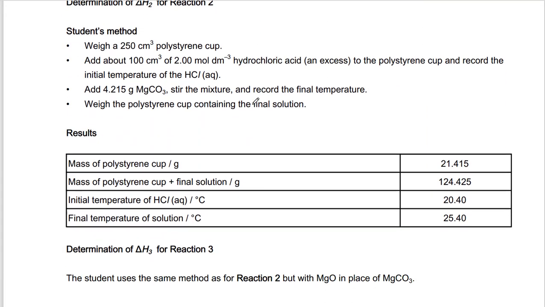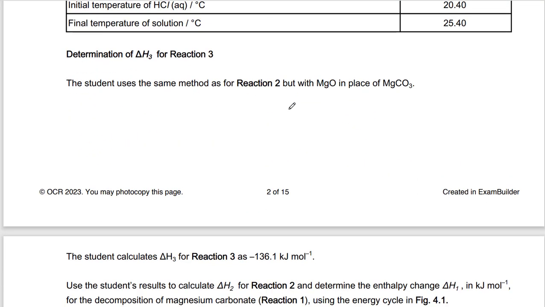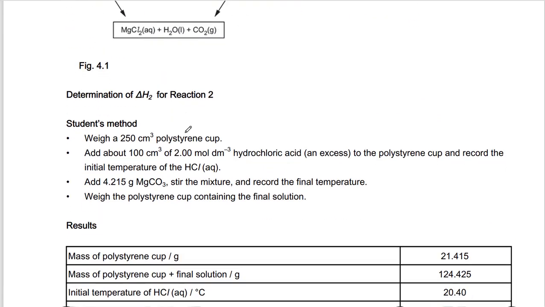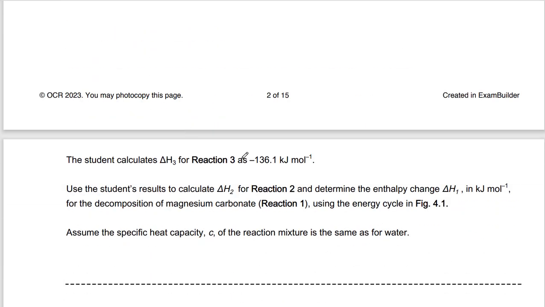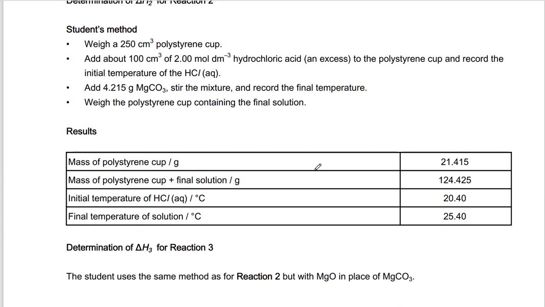From this, of course, they give a bunch of information. Now, they're not going to tell you what reaction 1 is, but instead they'll tell you what reaction 3 is. Reaction 3 is minus 136.1. And then you have to use the student's results to work out reaction 2. Now, this is a Q equals mc delta T question.